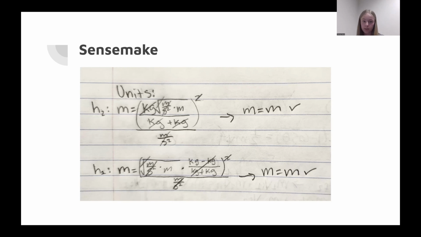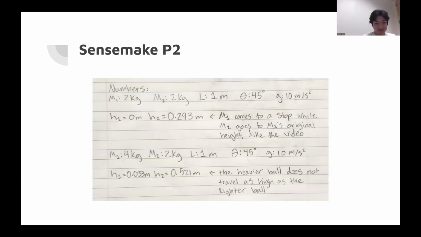Again, mass is meters, and then those all cancel out, and you're just left with meters equals meters, and that checks out. And then that's the same for H1 at the bottom and H2 at the top.